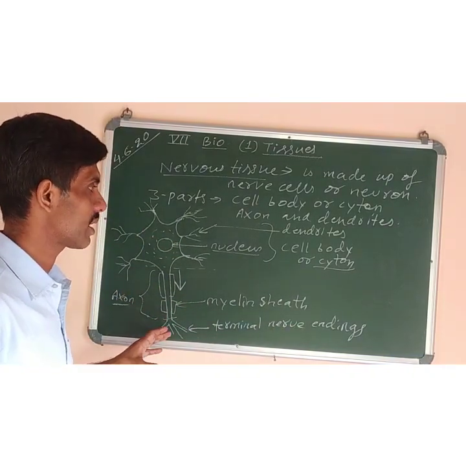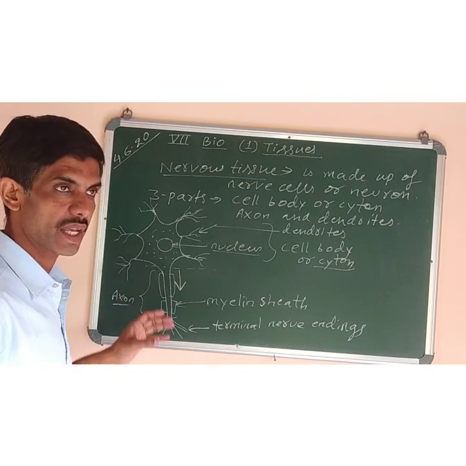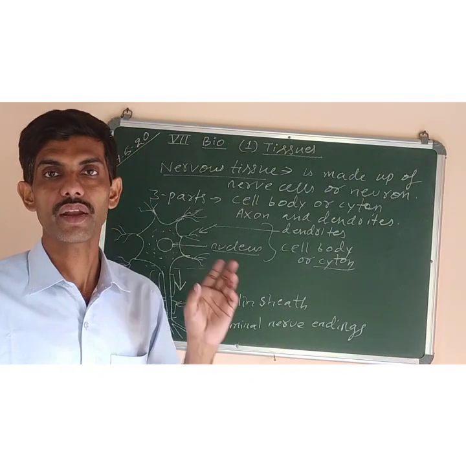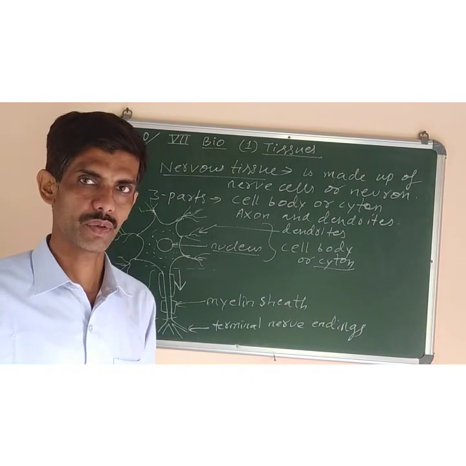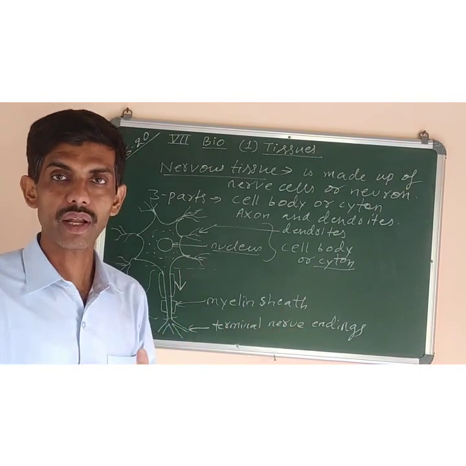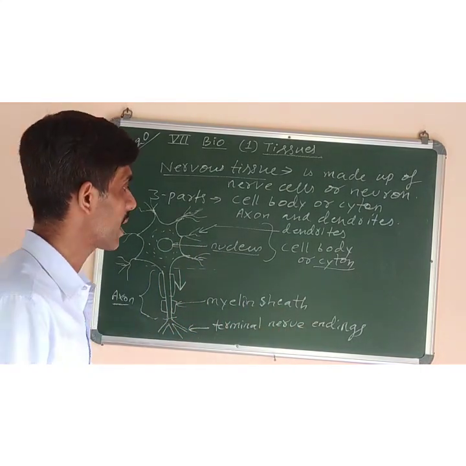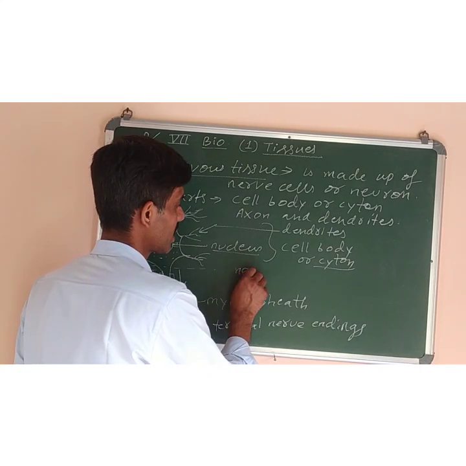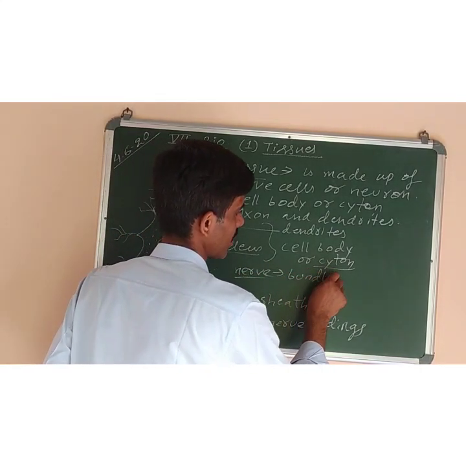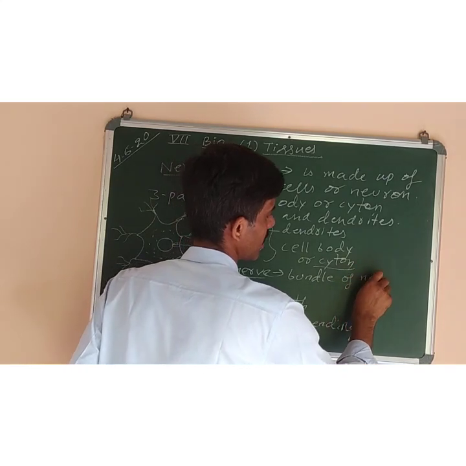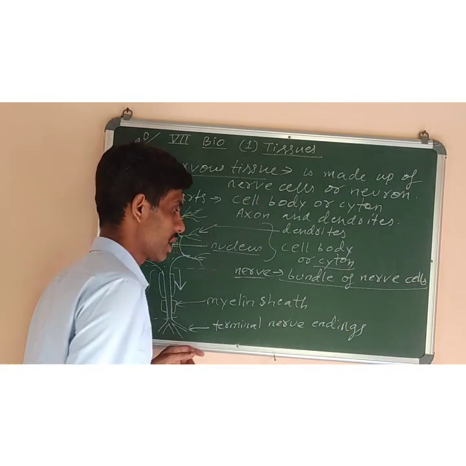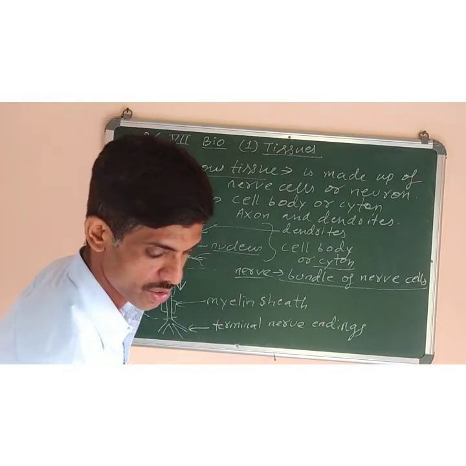So what is the function of the nerve cell or neuron? It is the structural and functional unit of the nervous system. Our nervous system is made up of nerve cells or neurons, and a bundle of nerve cells together makes a nerve. So if it asks what is a nerve, a nerve is a bundle of nerve cells.